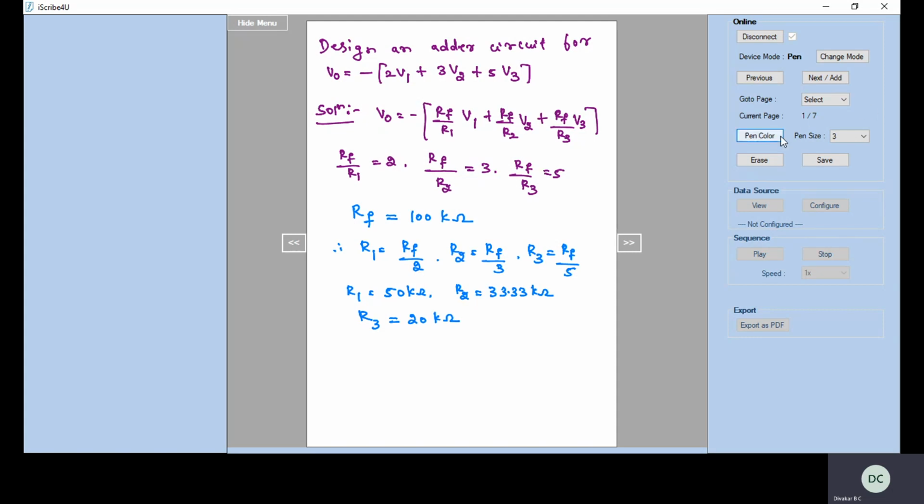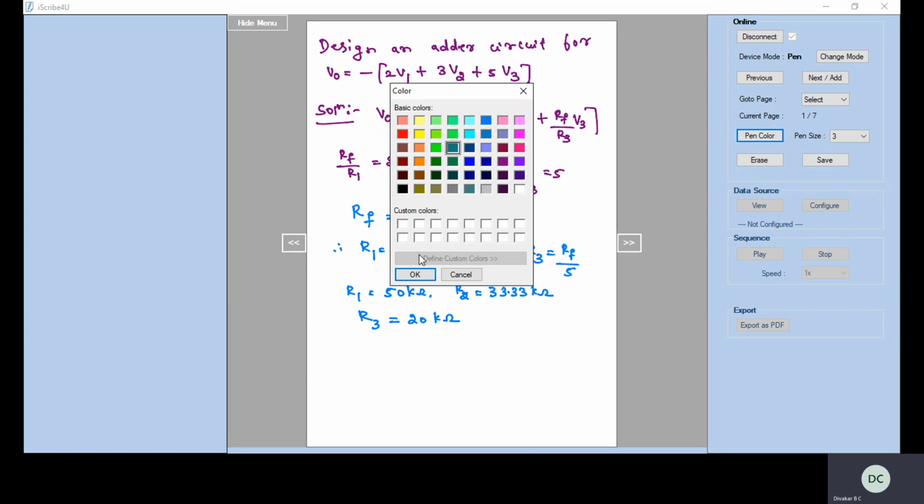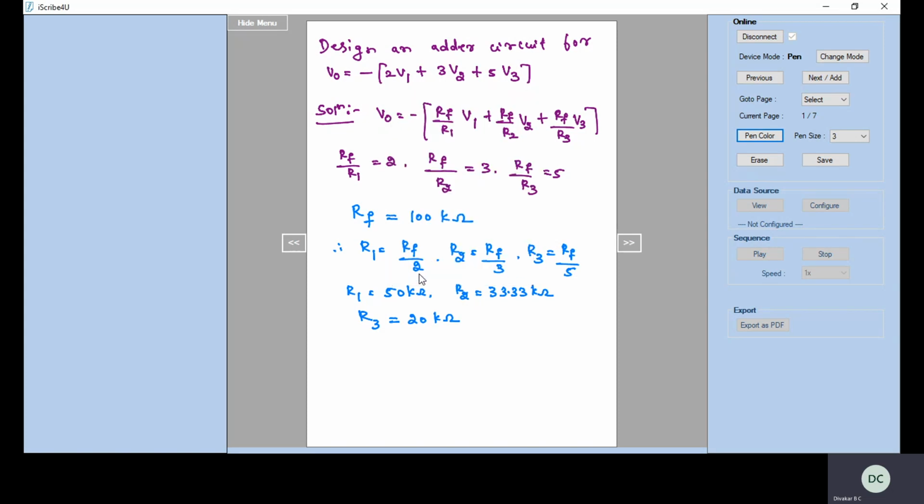Since they have asked to design the circuit, draw the circuit diagram and indicate all the values of the resistances. So inverting summer, there are 3 inputs. This is V1, V2, V3. We know the value of R1. R1 is 50K. We know the value of R2. R2 is 33.33, and the R3 value is 20 kilo ohms, and the feedback resistance we assumed is 100 kilo ohms, and the non-inverting terminal is connected to the ground, and this is the output voltage.